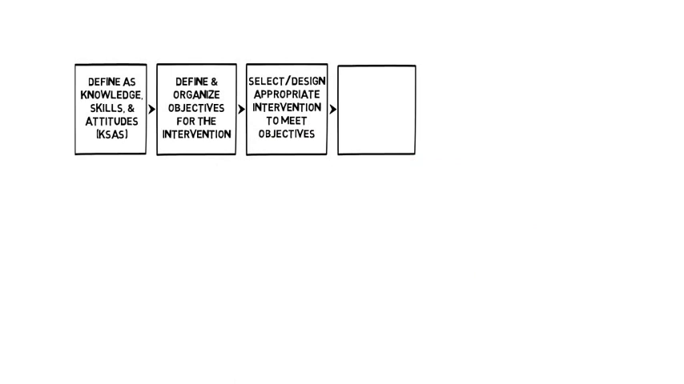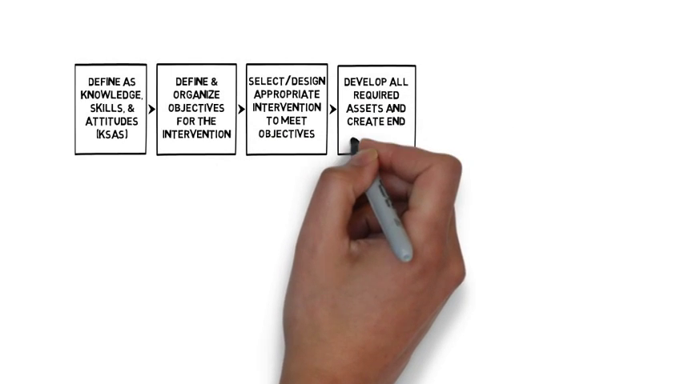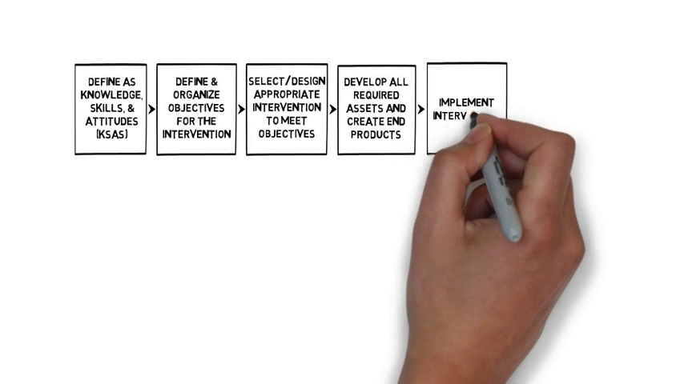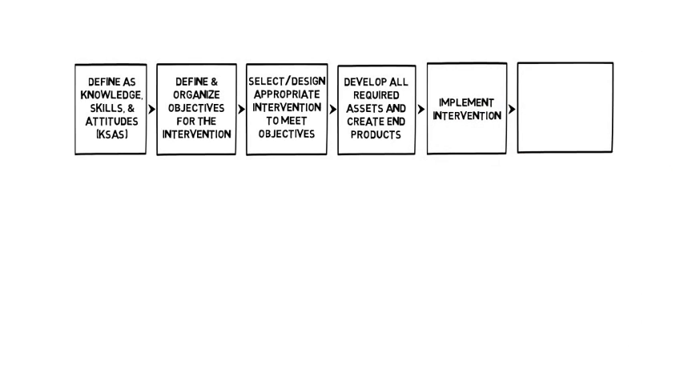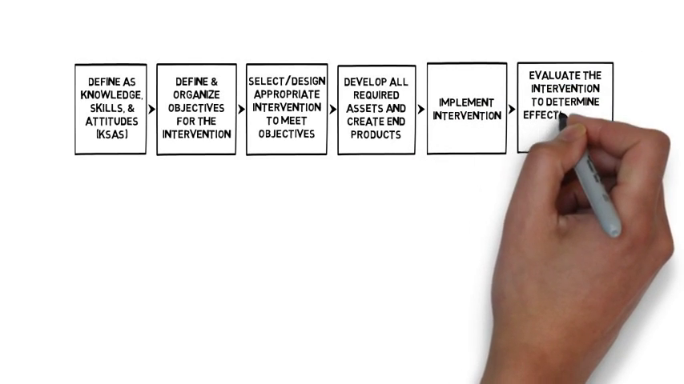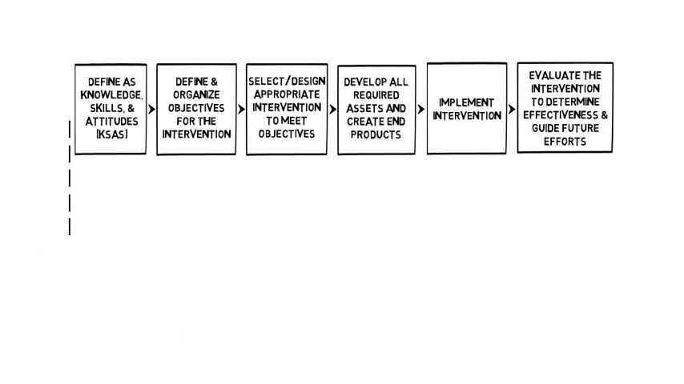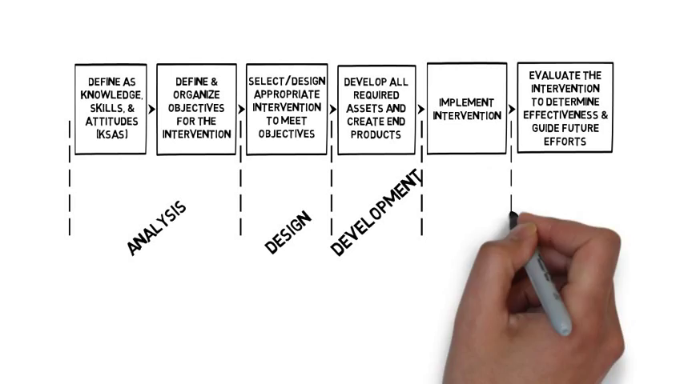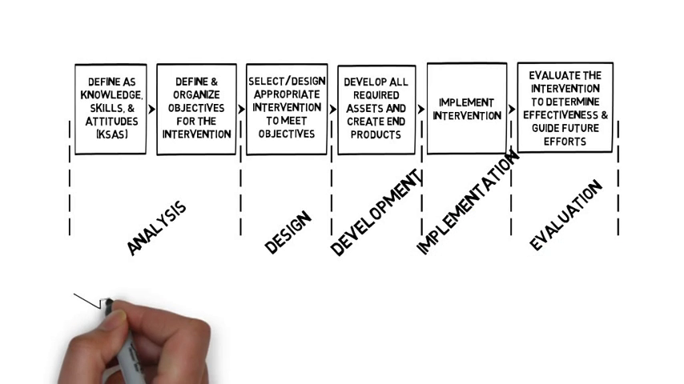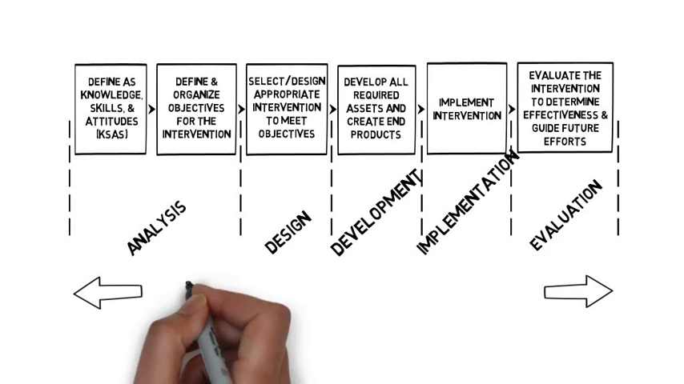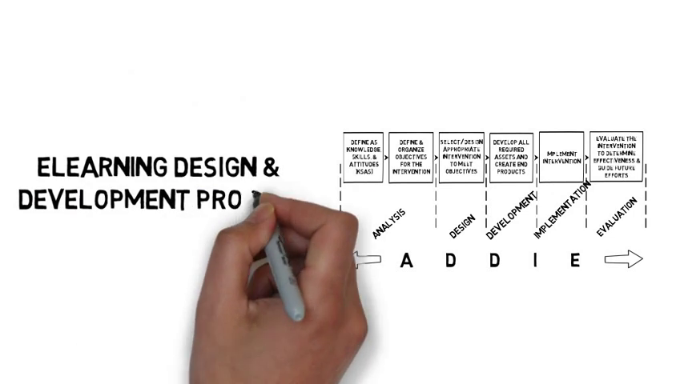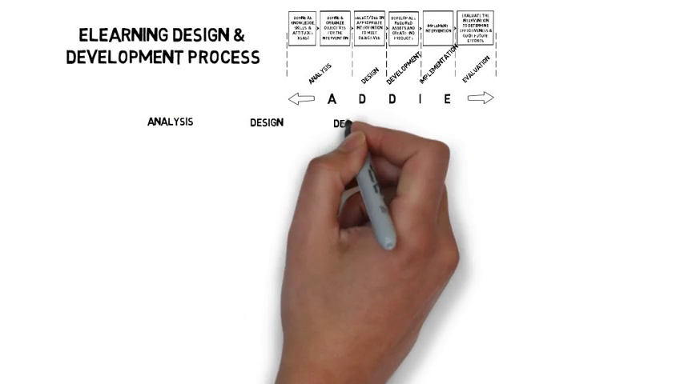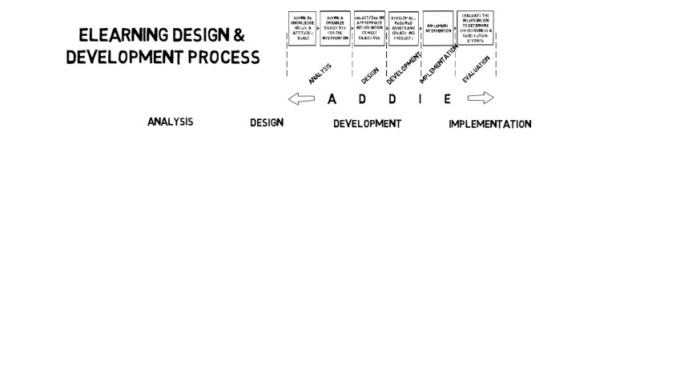You'll develop all the required assets and create the end products, implement the intervention, and evaluate the intervention to determine its effectiveness and guide future efforts. These stages break down into analysis, design, development, implementation, and evaluation, also known as the ADDIE model. We'll use the ADDIE model to lay out our basic design and development process.